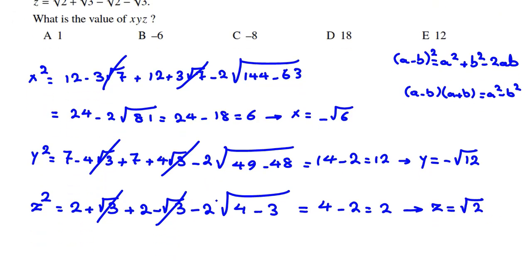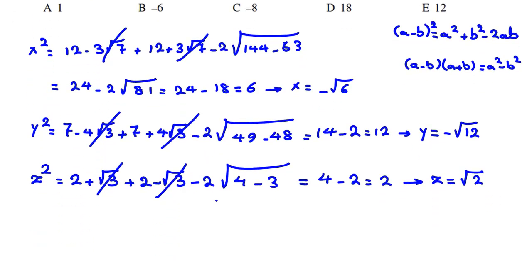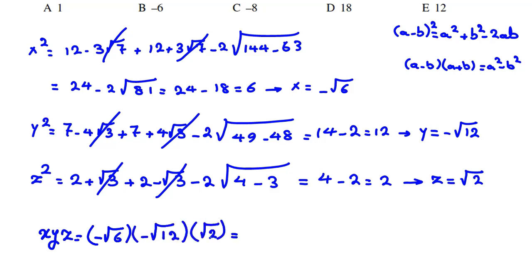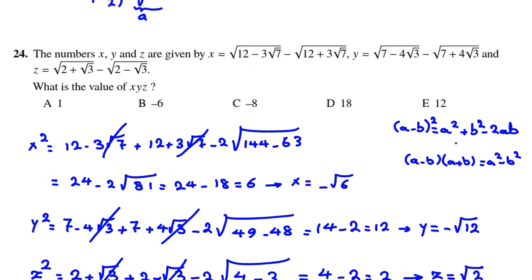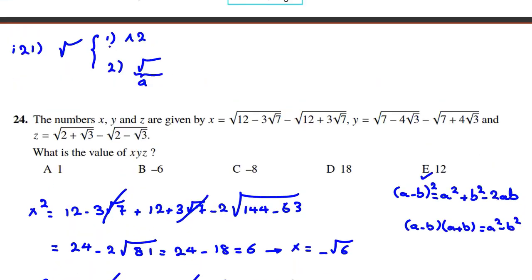Now the problem says xyz is what? xyz is negative root 6 times negative root 12 times root 2, which will be root 6 times root 12 times root 2, as negative negative will be positive. Root 6 times root 6 is 6, root 2 squared is 2, 6 times 2 is 12. So the correct choice is E. So we've used this idea of raising to the power of 2.